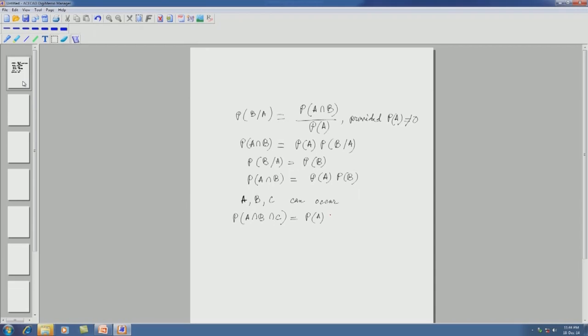So, this will be probability of A into probability of B given A into probability of C given A intersection B. That means the probability that A will occur into the probability that B will occur given that A has occurred, into the probability that C will occur given that A and B both have occurred. So, how is it coming? It is very simple. A intersection B intersection C.